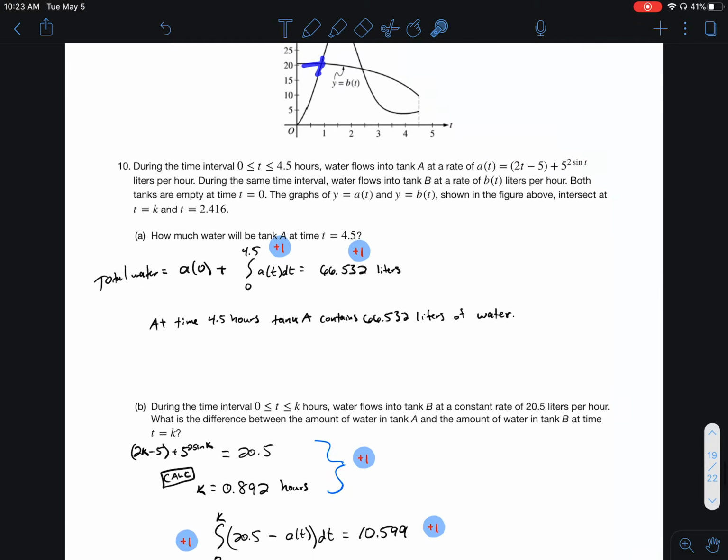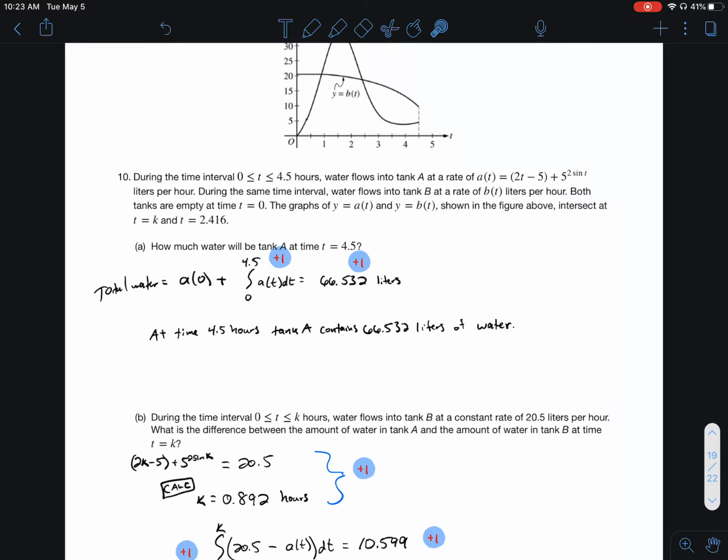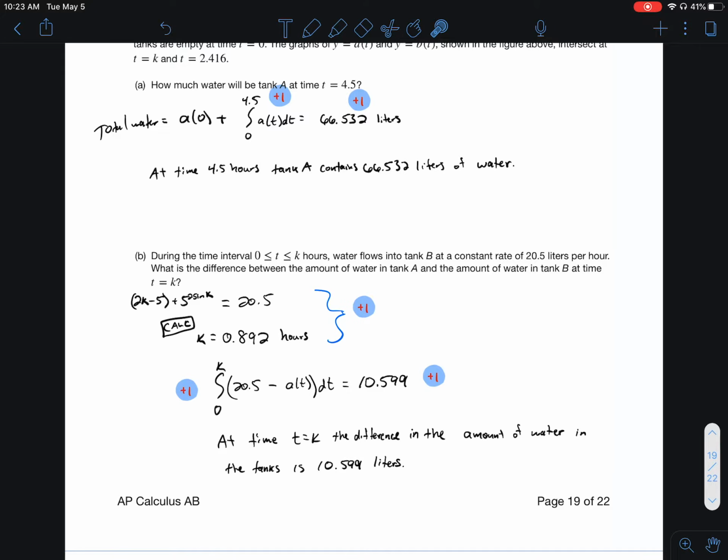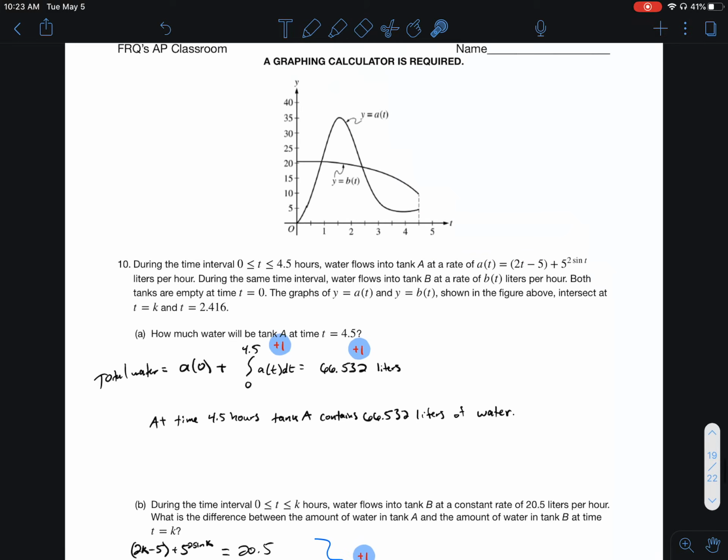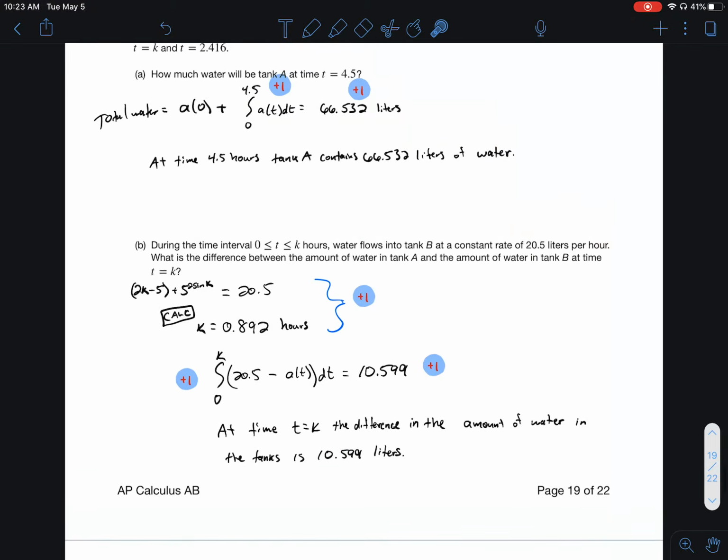Now notice, at k, they are both the same. So what I mean is they're both flowing in at the same rate. We know that if tank B is flowing in at a constant rate of 20.5 liters per hour, and at this point right here, k, they're flowing in at the exact same rate. If we set A of t, which is this right here, equal to that rate and solve for k, we could figure out what k is. I replaced the t's in here with k's. Put this in your calculator, put this into Y1, put this into Y2, do second calculate intersect, and you would find that it's 0.892 hours.